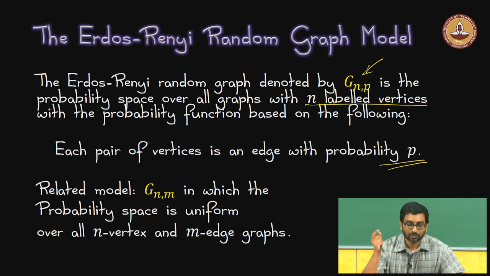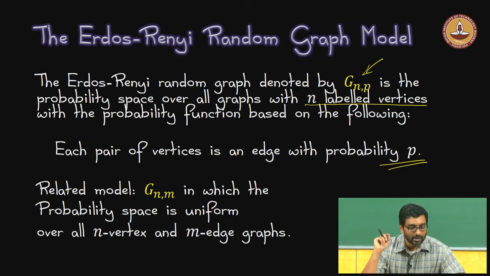One way to think about it is you create the n vertices, and for each pair you toss a biased coin with probability p, and if it shows up heads, put an edge between them. Otherwise, move on to the next pair. These are all independently chosen, of course. So it's a very elegant, simple way to define a random graph.